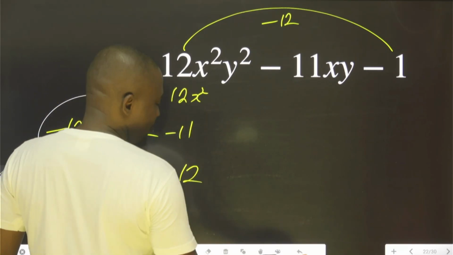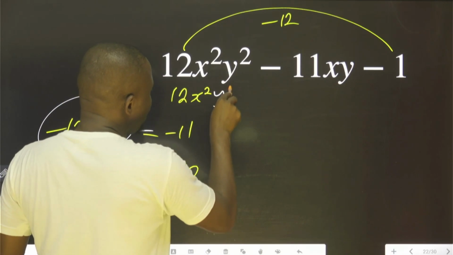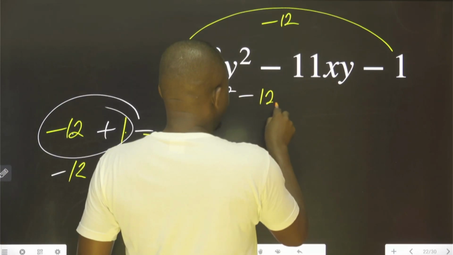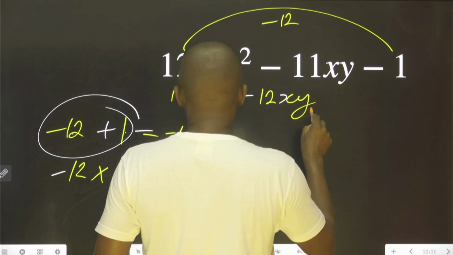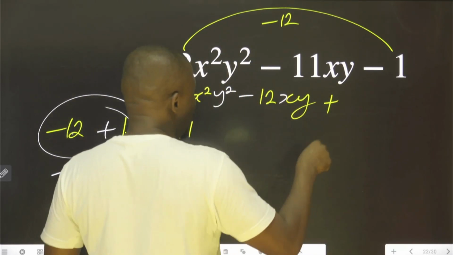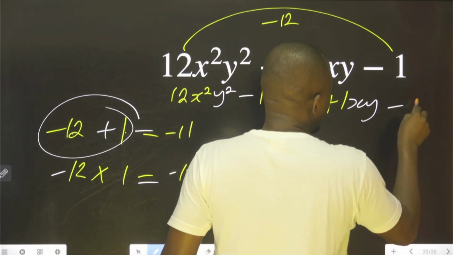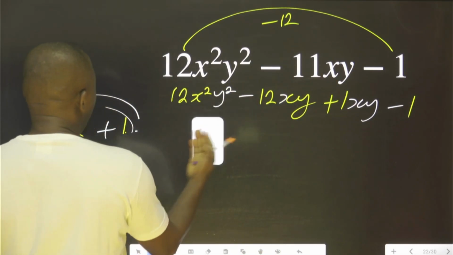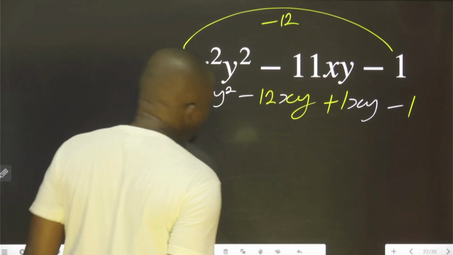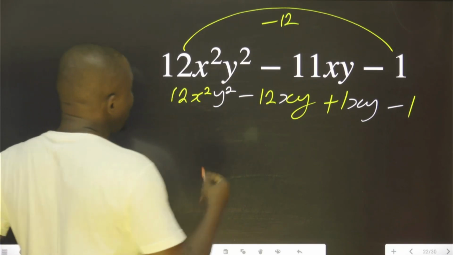That is this now, S squared Y squared minus 12SY plus 1SY minus 1. You don't need to put the 1. If you don't want to put it, there's no problem. But you can put it, if you want to put it, for clarity, so that you will not be confused.